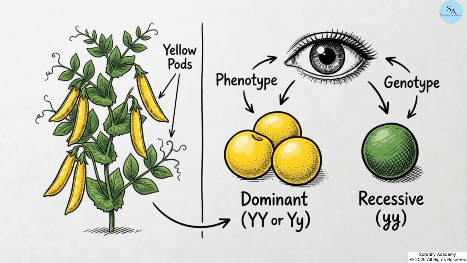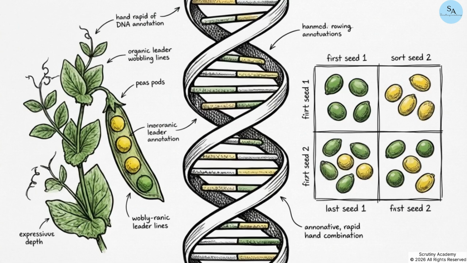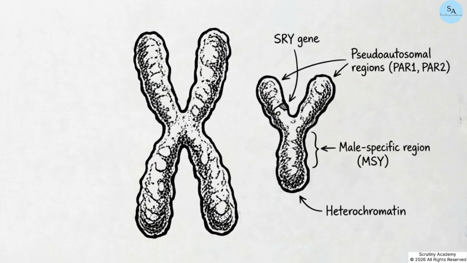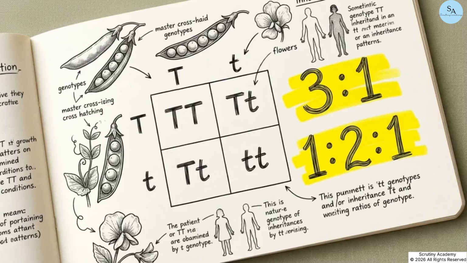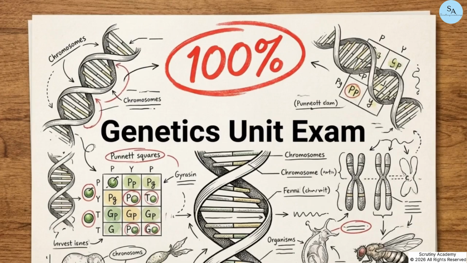The visible phenotype is 3:1, while the genetic genotype is 1:2:1. In human genetics, the rule is fixed. The father's chromosome contribution is the sole determinant of the child's sex. Retaining these specific mechanisms and mathematical proofs is the most effective way to ensure full marks on your Heredity and Evolution paper.